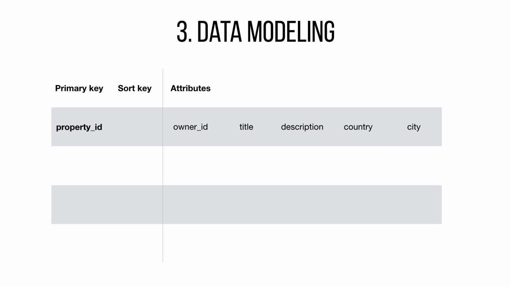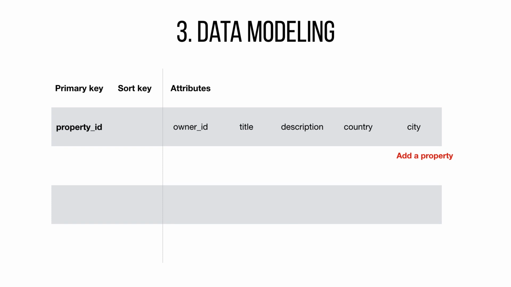And in this example, we have 2 different write patterns. One is to add the property, and the other one is to book a property. Let's start by adding a property. Basically, I will just put all the things in the table that I think will look like that. So the property ID is quite a clear primary key, and then the rest are attributes.